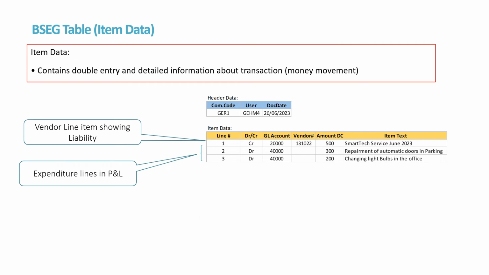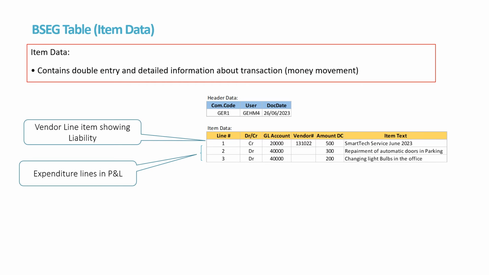On the other side, item data, which is stored in the BSEG table, contains detailed information about amount, GL accounts, and movement indicators between GL accounts like debit, credit, and so on. Let's see it in our example. We use the first line item to show our liability to pay 500 to SmartTech Ltd for their service, which is represented by vendor account, which is sitting in trade creditor, accounts payable, GL account 3350.